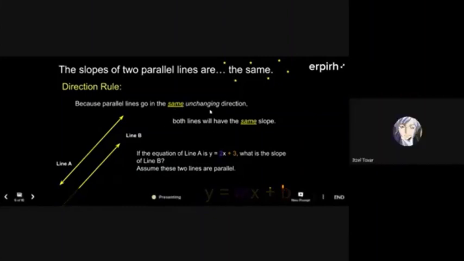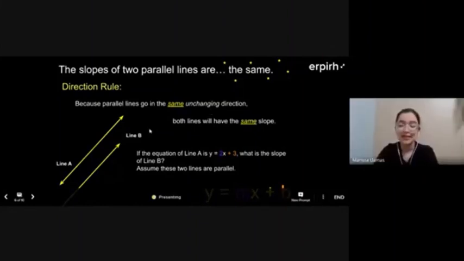Well, because it says 2x, and that's how you find the slope. So, guys, the thing with this equation is that we're always going to use y is equal to mx plus b. The m is equal to the slope and the b is equal to your y-intercept. Here, they're only really asking you for the slope of line B.